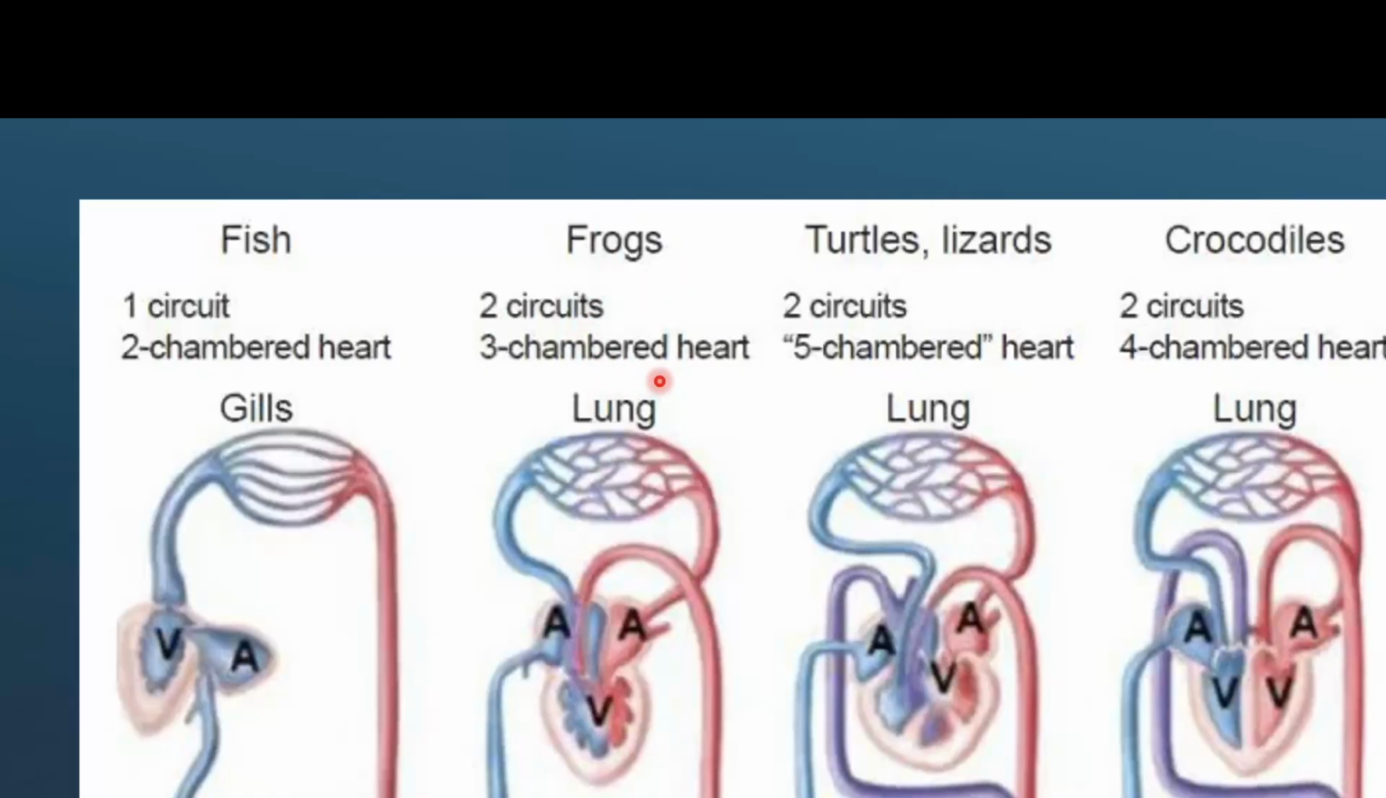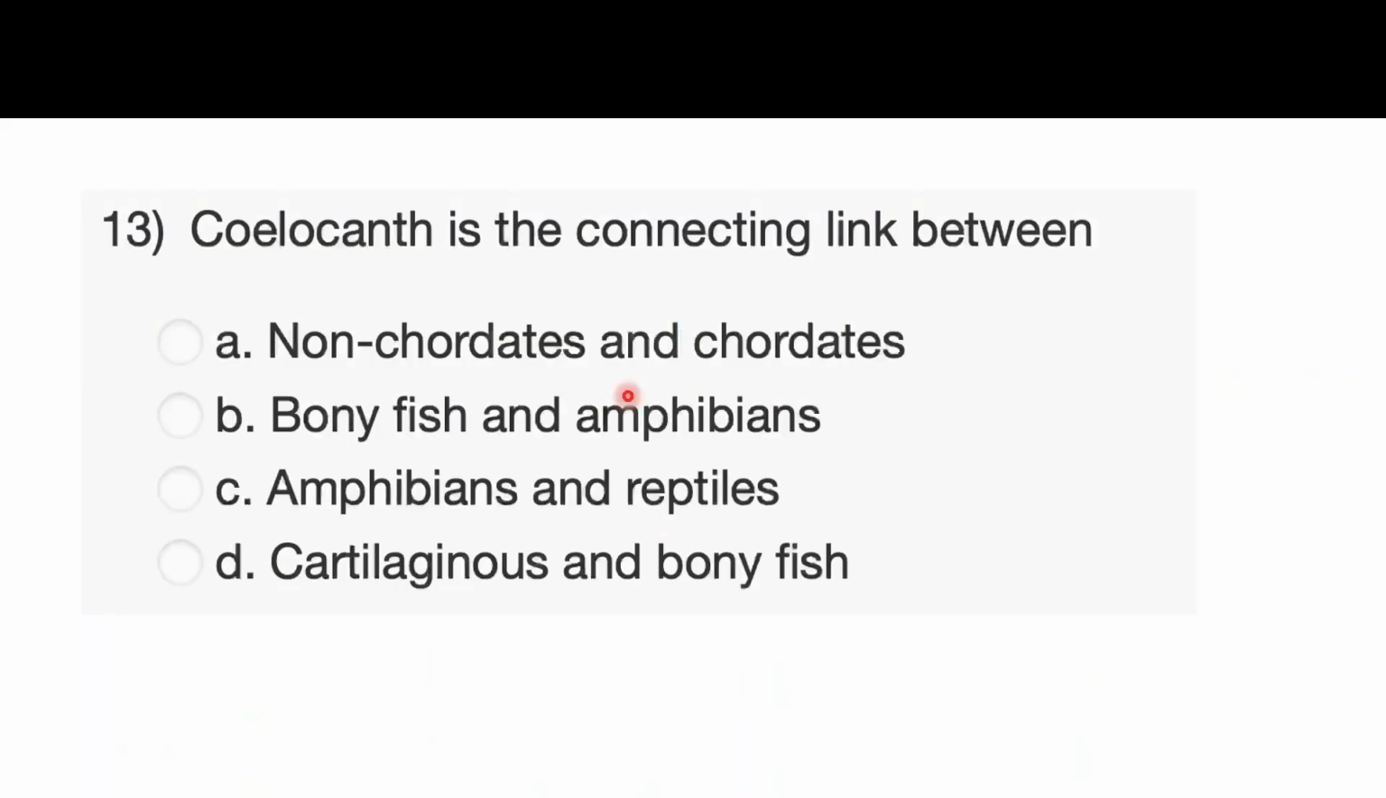Is it clear to everyone? I hope it is, since you guys have already answered really correctly. Okay. Moving on to the next question.